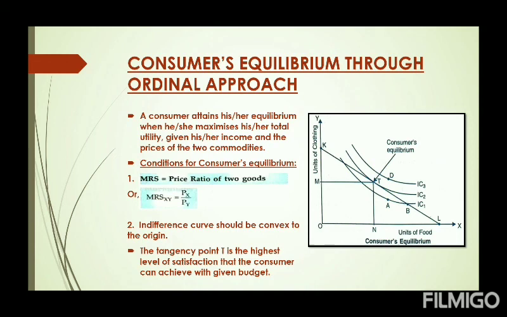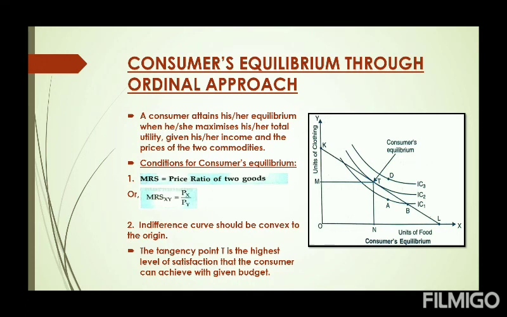Among IC1 and IC2, the consumer can afford many combinations. Let's talk about combination A. A is lying on IC1. He can afford it because the point A is inside the budget. So the consumer can afford the combination A, but he is not spending the total income on it. So A is not equilibrium, because A will give him lesser utility than any other combination on the budget line.